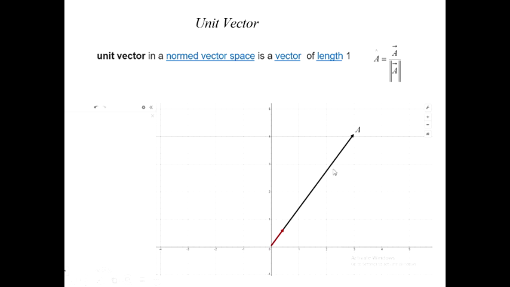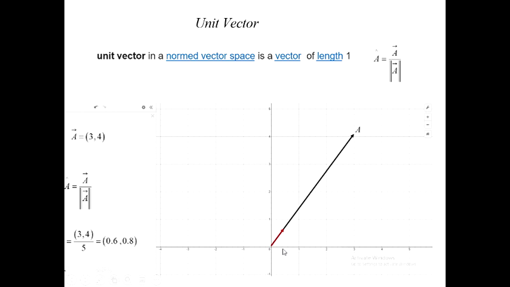So to know its rectangular form x and y, just substitute. The vector A equals 3 and 4. Of course, the norm of vector A equals 5. So we will just substitute in this formula: A hat equals vector A over norm of vector A. So it will equal 3 and 4 in ordered pair divided by 5. So the x and y for this unit vector: x equals 0.6 and y equals 0.8.